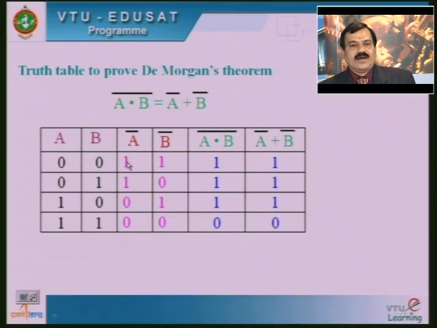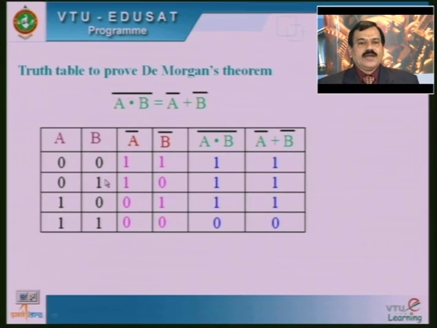A is 0, A bar is 1; A is 1, complement of A, or A bar, is 0. So here B is 0, complement of B is 1; B value is 1, complement value is 0. B is 0, complement of B is 1; and B assigned value is 1, complement is 0.